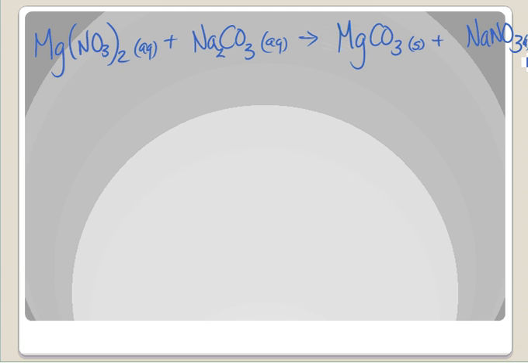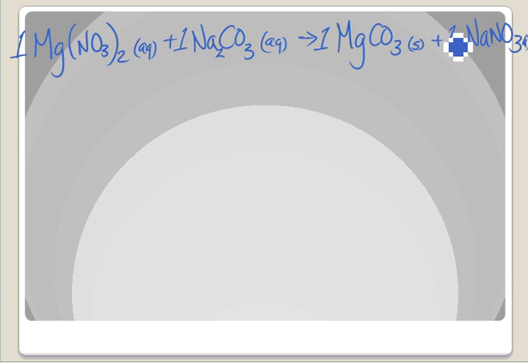Okay. Now, the next thing, you have to make sure it is balanced, and it is not. We have one magnesium, two nitrates, but we only have one nitrate over here, so we needed two. That gives us two sodium, and then we're good. So we have 1, 1, 1, 2.